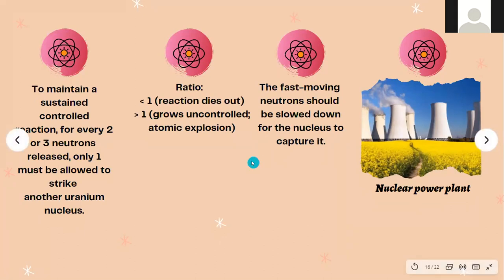As we know, the fast moving neutrons should be slowed down for the nucleus to capture them. And this application has been used in nuclear power plants to generate electrical energy.